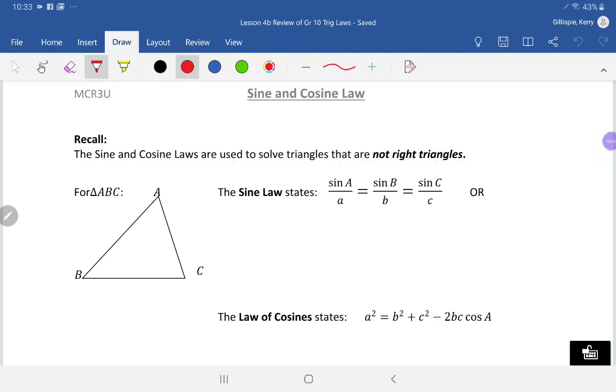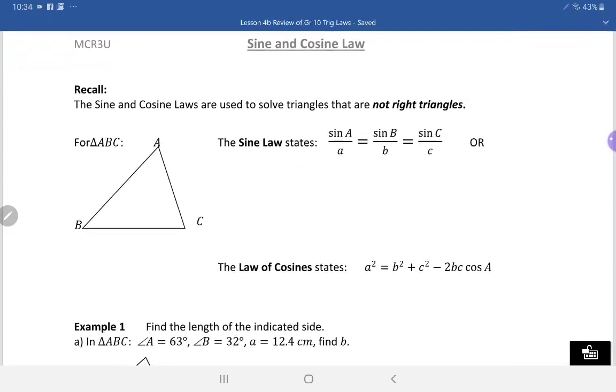Hi guys, we're working on sine and cosine law now. So you learned these in grade 10, but we are going to go over them again because they are part of the trig unit in grade 11 as well.